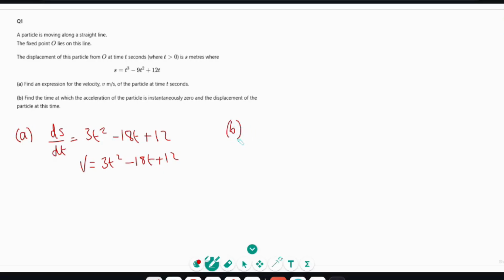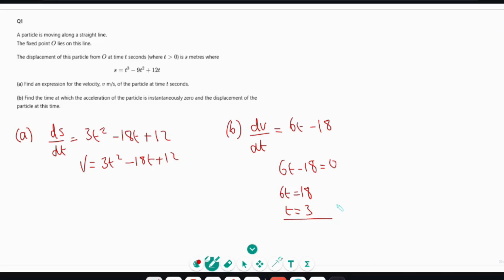Find the time at which the acceleration of the particle is instantaneously 0 and the displacement of the particle at this time. So we need a formula for acceleration first. So let's differentiate velocity. Let's put it equal to 0 because we need to know when it is 0. So it's at t equals 3 seconds.